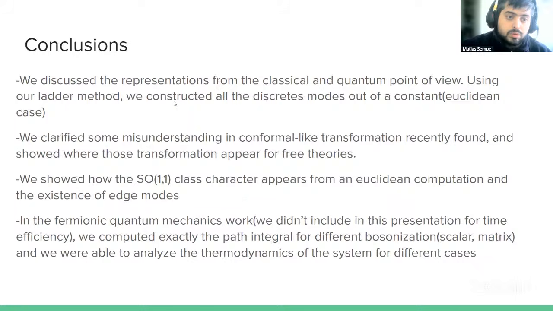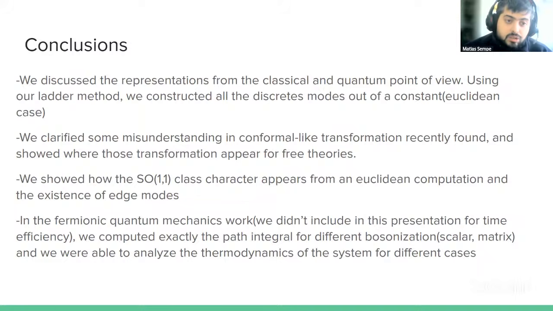So, some conclusions. We discussed the representations from the classical point of view and the quantum point of view, with canonical quantization and with the path integral. We see that there is some difference in edge quantization. We will be able to construct all the discrete modes in the Euclidean case from a constant. So we see a new method to construct them.